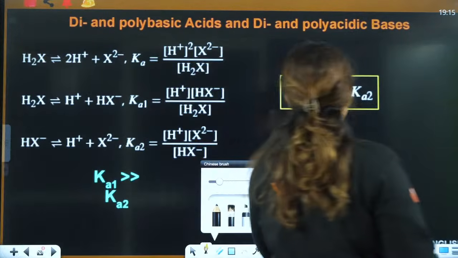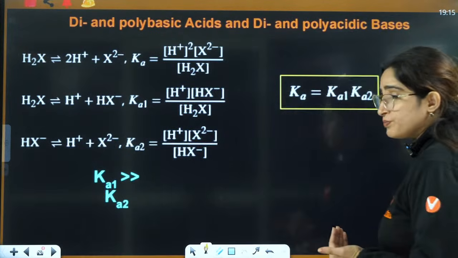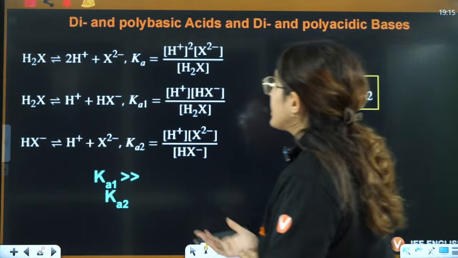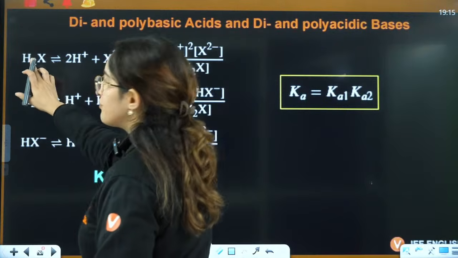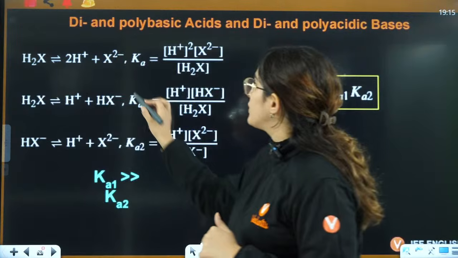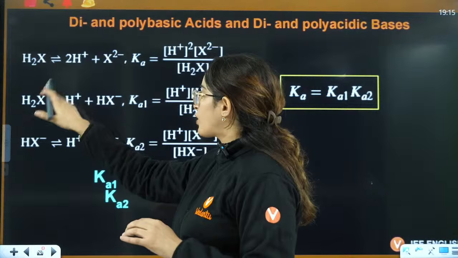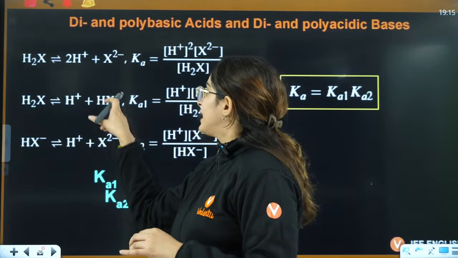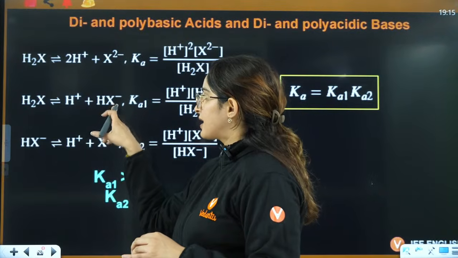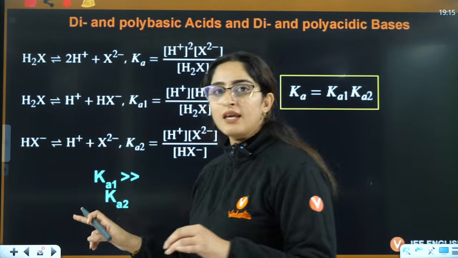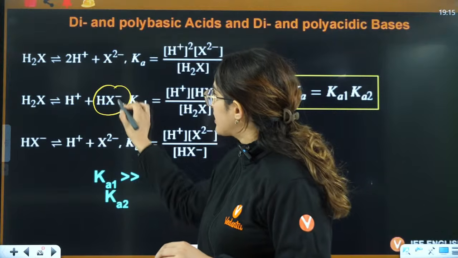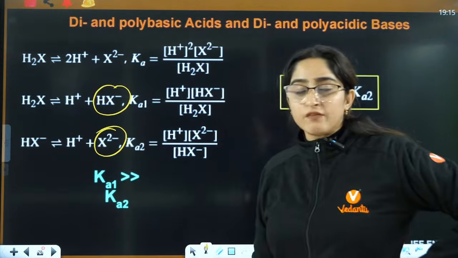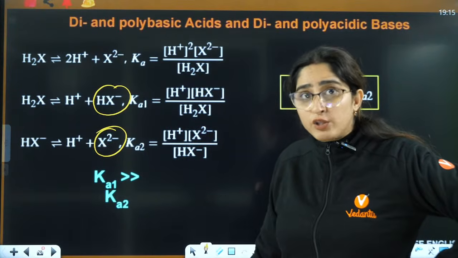So let's talk about di, which are giving you two H positive here. Let's say in the first case, when one proton is dissociated, let's say this is the overall reaction that we'll not see. First we will see when one H positive is given, it is giving you HX negative. Then this HX again gives one H positive. This will be converted to X2 negative. There is no H positive remaining to give.